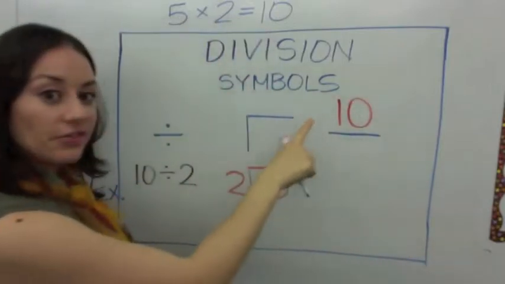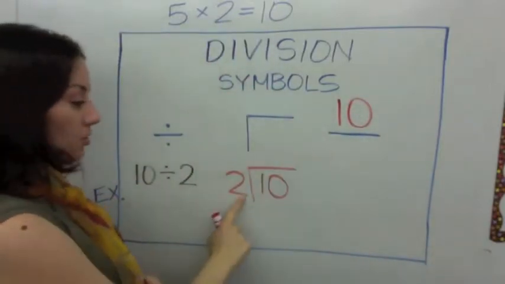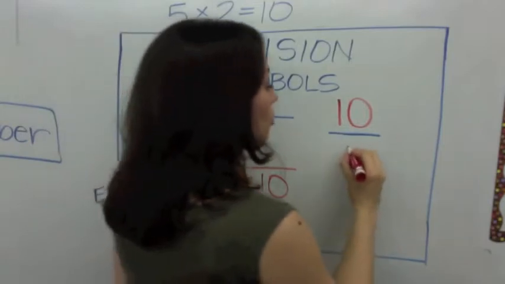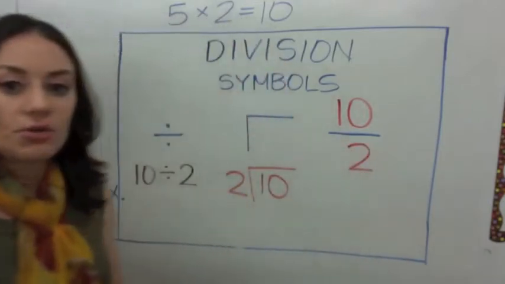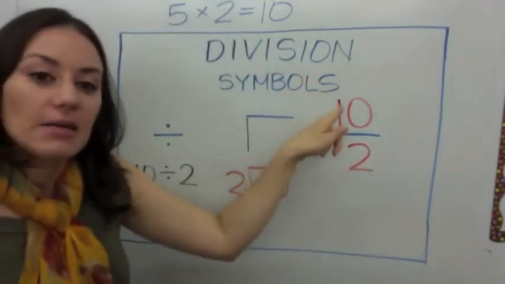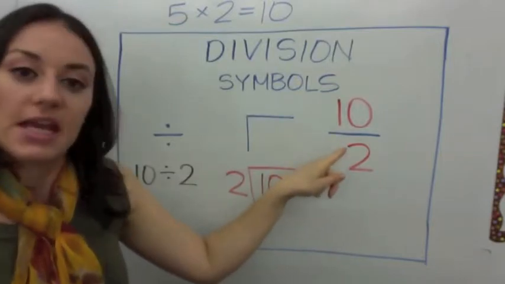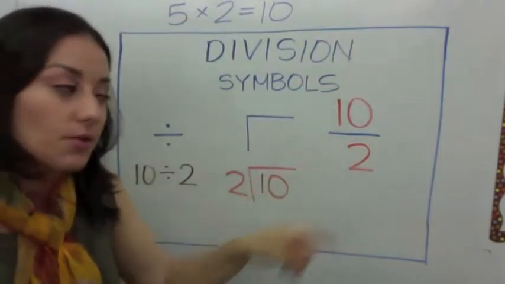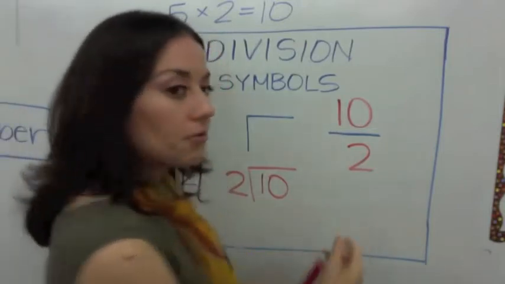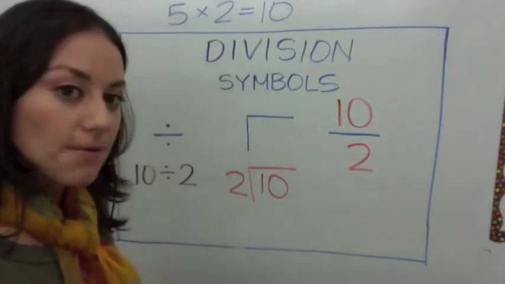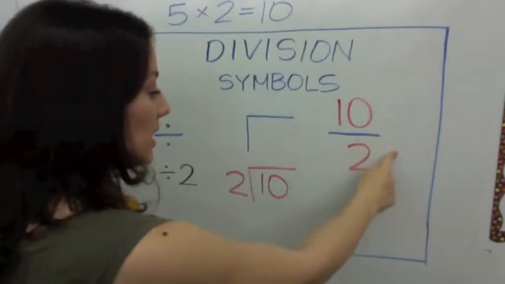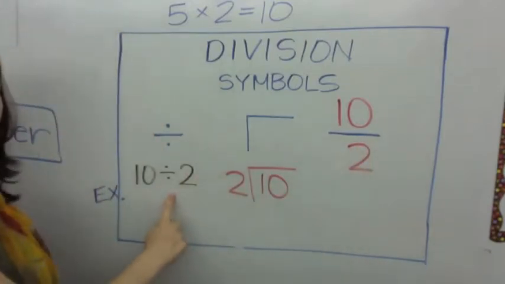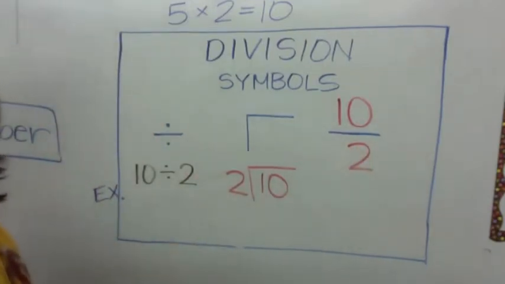So 10. And you're going to divide by what? What is the divisor on the outside? It's 2. So 10 divided by 2, this is what it's saying. What is 10 divided by 2? Well, 10 divided by 2, you know, is 5, okay? So when you see this, it is telling you 10 divided by 2. Go ahead and get that down.